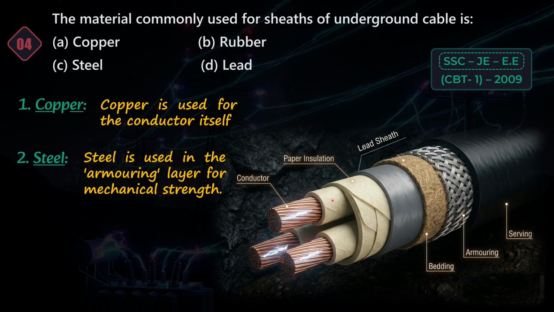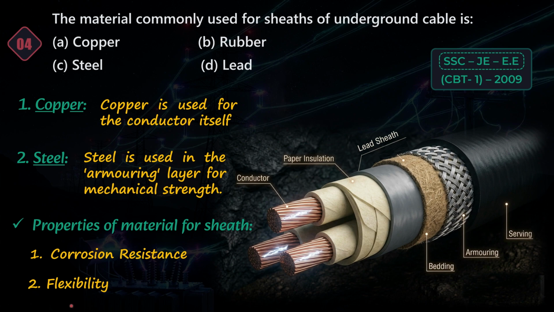Therefore, we need to choose material for sheath very carefully that should possess the properties like corrosion resistance, flexibility, and waterproofing. Now, from the given options, there is only one such material, that is lead, which is commonly used because it is highly resistant to corrosion and completely waterproof. It is also flexible enough to allow the cable to bend during installation without cracking. Hence, lead remains the standard choice for the protective moisture-proof sheath. So, the common material used for the sheath of underground cable is lead. The correct option is D.